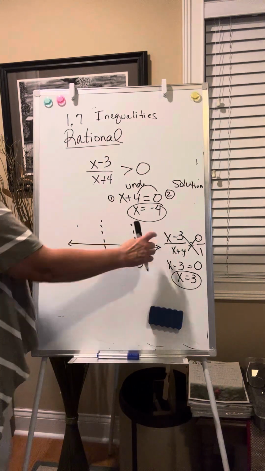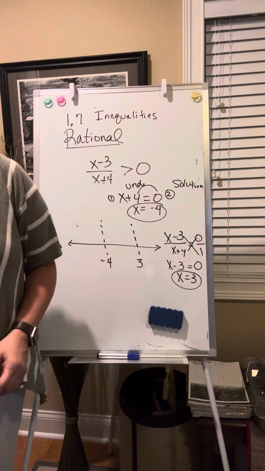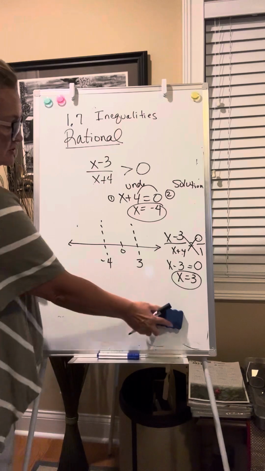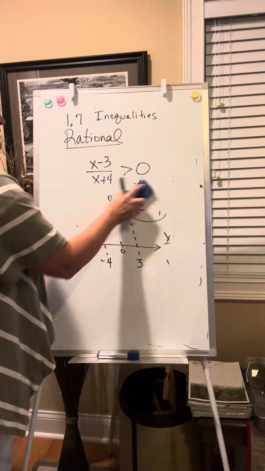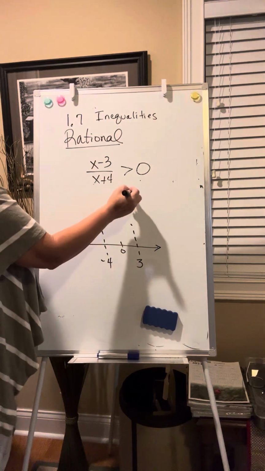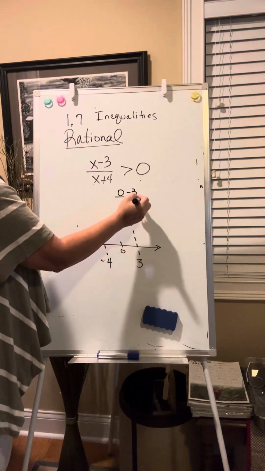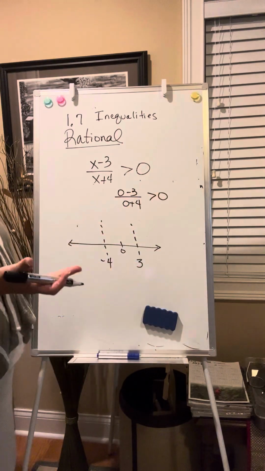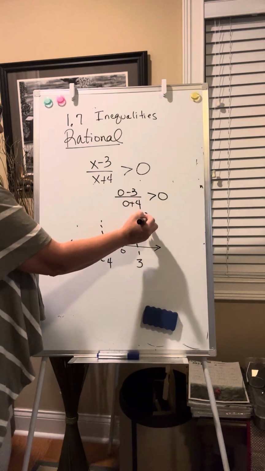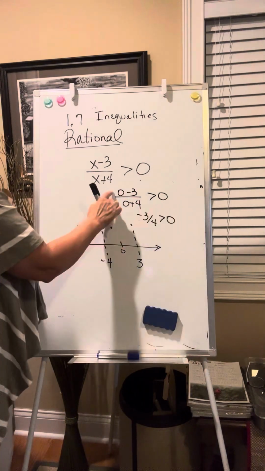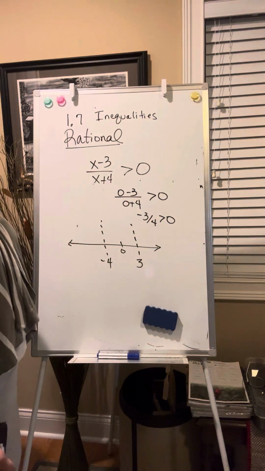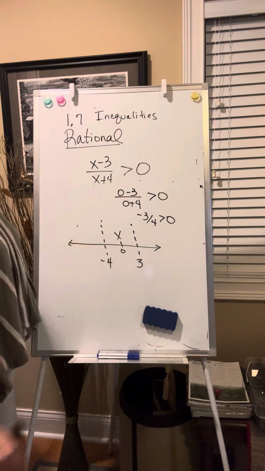And then we check each region to see which parts are solutions to the original. 0 is always an easiest number to check. So if I do 0 back in the original problem, I'd have 0 minus 3 over 0 plus 4. And then the question is, does that work? Does my test point work? That would be -3/4 when you drop all the zeros. And that's not true. -3/4 is not greater than 0, so that did not work.